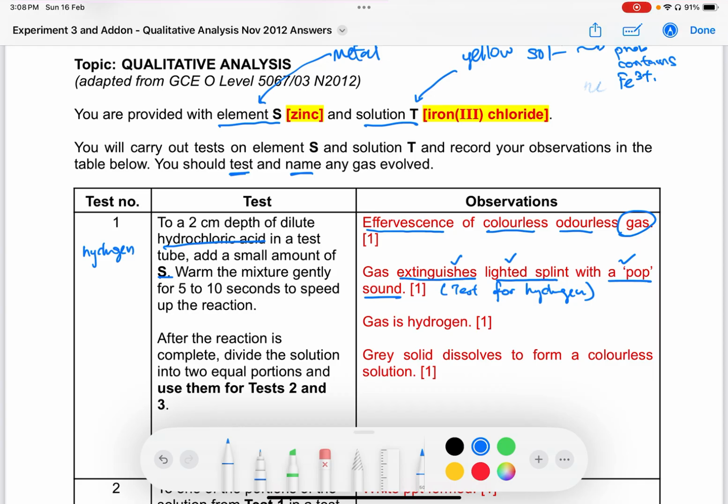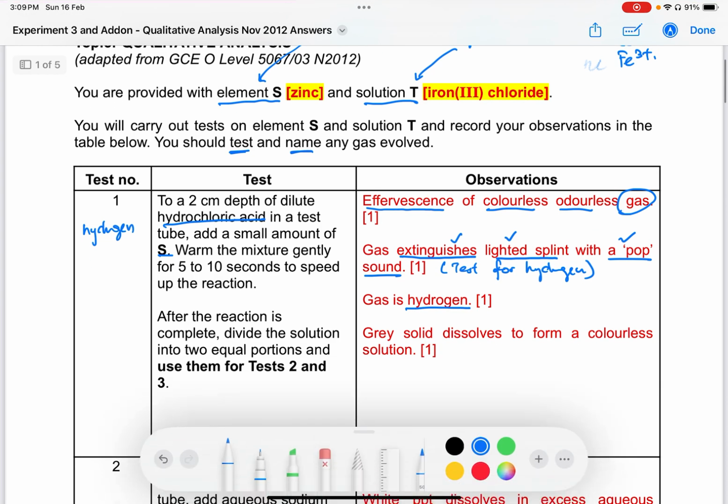And lastly, because they said you should test and name any gas evolved, therefore the last one you also say that hydrogen gas is evolved. So that's already 3 marks. All these are on the gas. If you're able to write down these observations carefully and write down the conclusion here, you're more or less quite safe in terms of the gas writing already.